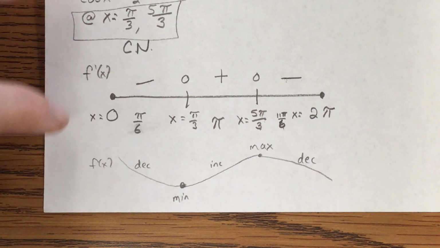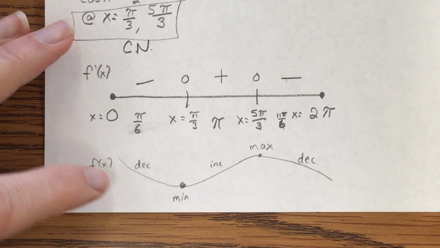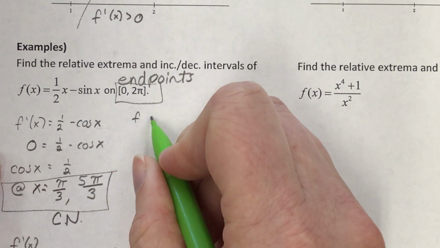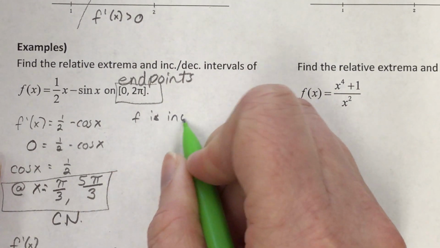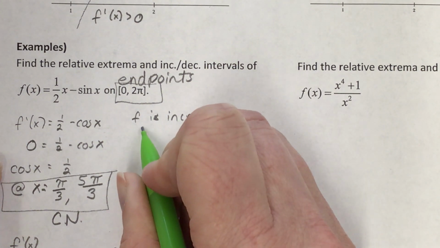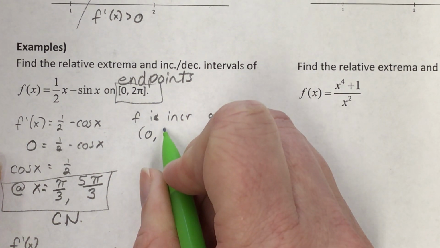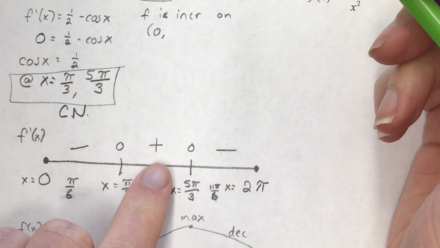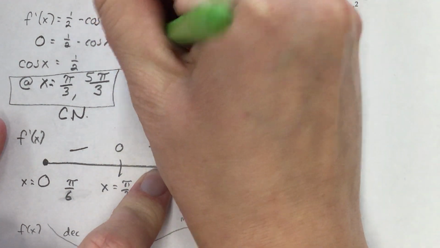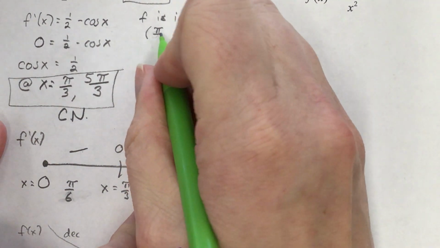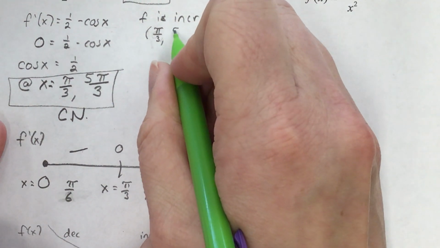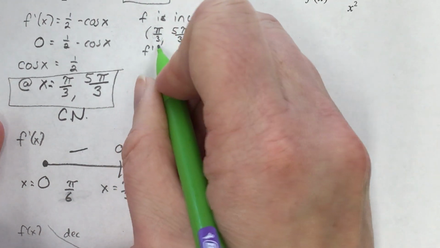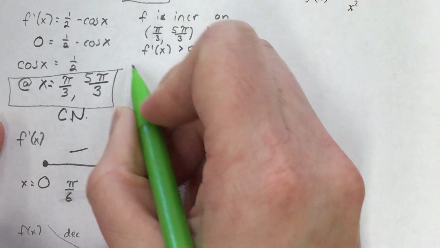Okay, so let's write that out. We have an increasing function. So f is increasing on the intervals from pi over 3 to 5 pi over 3 because f prime of x was positive.